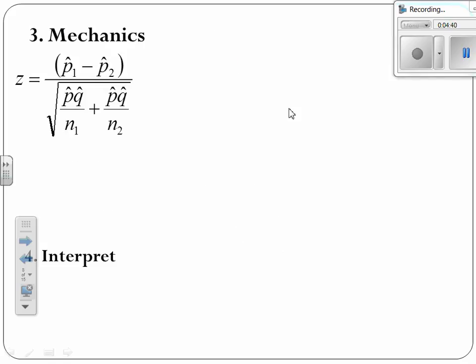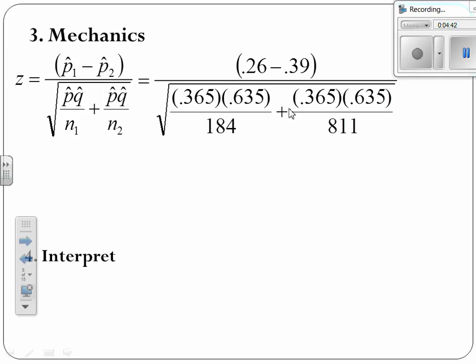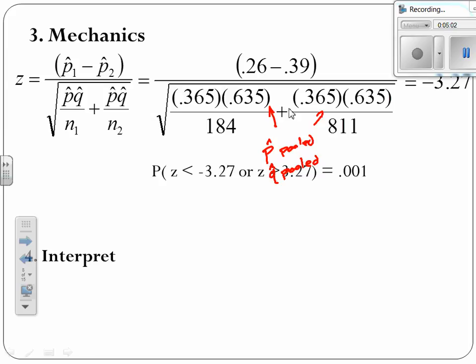So the mechanics, we'll just plug and chug, right? Plug in the right values. Keep in mind, these are the p pooled, that's p hat pooled and q hat pooled. The reason that I'm putting a hat on those is because if you go to the calculator, you'll actually see it put a little p hat underneath those values. So we're at negative 3.27 for a p-value of 0.01.